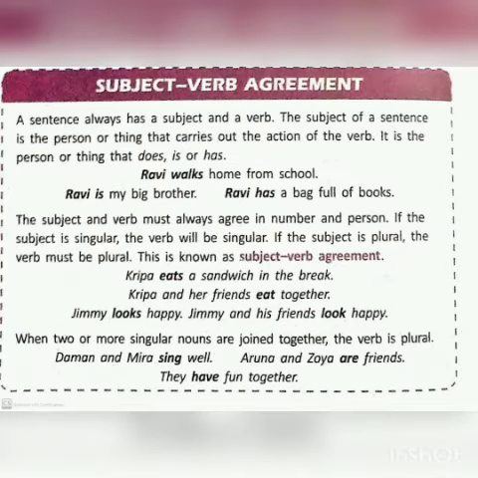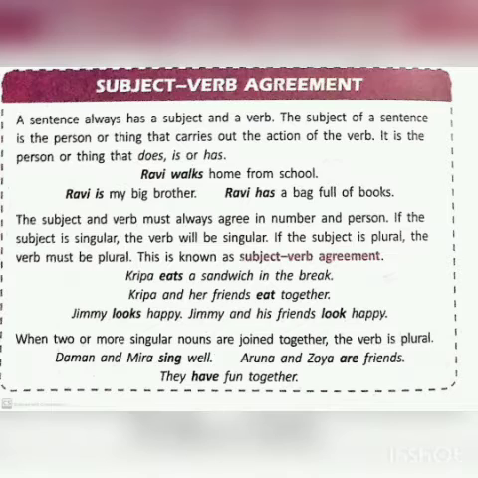Now, subject verb agreement. A sentence always has a subject and a verb. We all know, yes? The subject of a sentence is the person or thing that carries out the action of the verb. It is the person or thing that does, is, or has. Like Ravi walks home from school. Ravi is my big brother. Ravi has a bag full of books. So the subject is that part of the sentence which always does the verb, that means which always carries on the action.